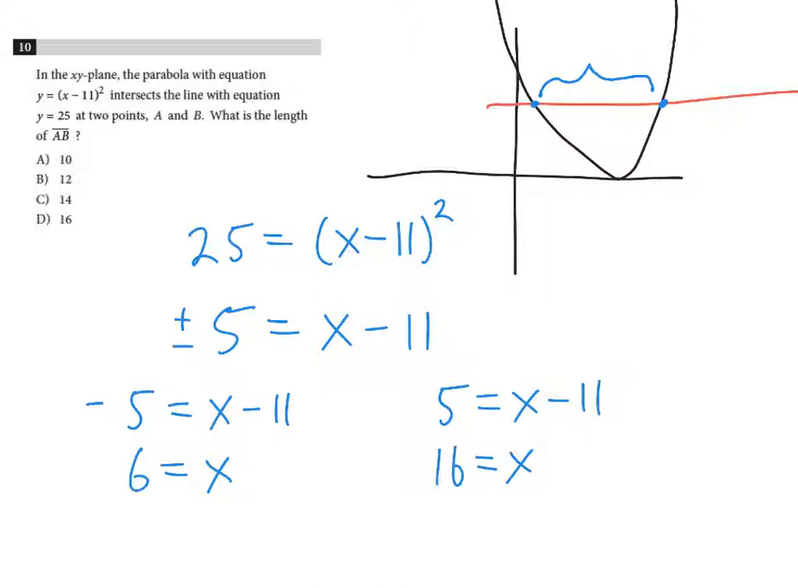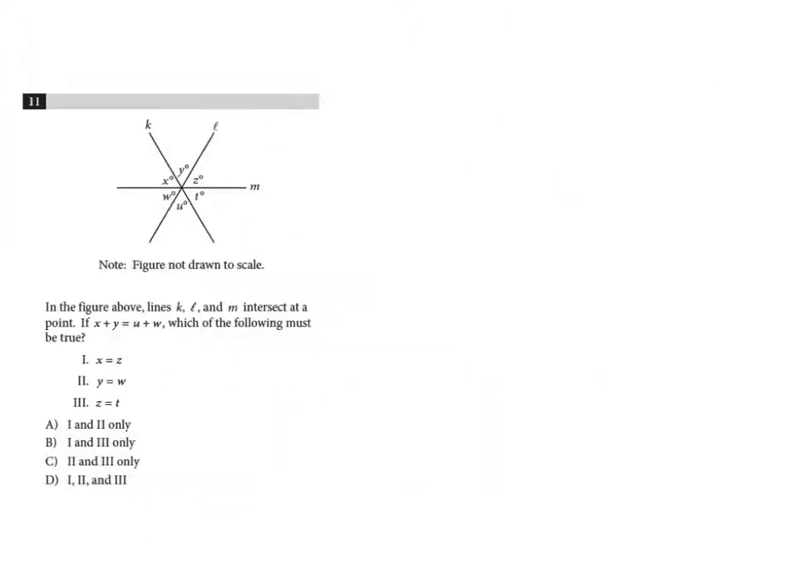Now, what is the value? Well, I guess that's all we need, really. We don't need to plug this back in to find the y values because we're just looking for the distance, the horizontal distance between 6 and 16, and that is going to be 10.